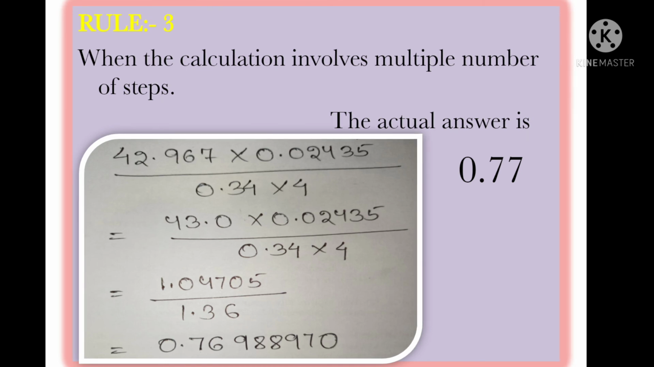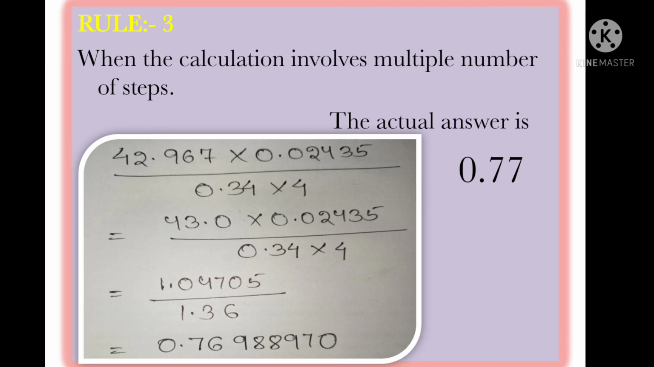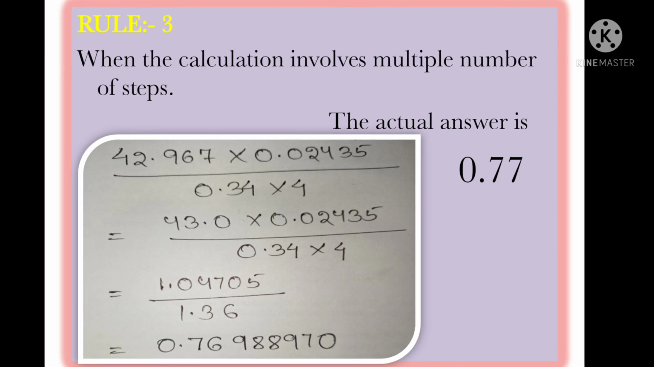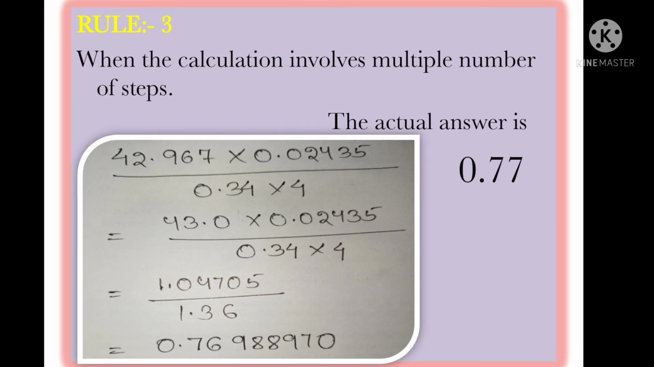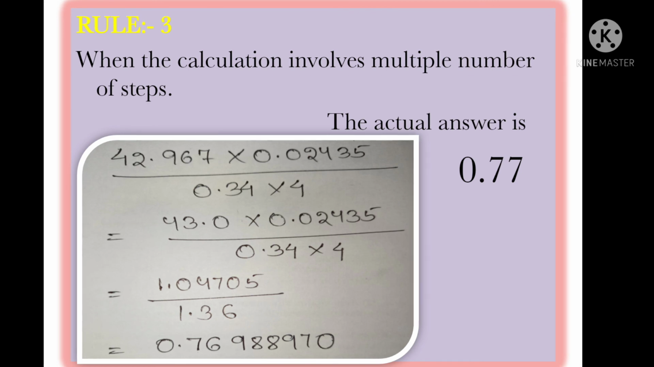Then in 42.967 we have to apply part 2 of rule 6. Okay, then it will be changed to 43.0. So the answer will come up as, after calculation, 0.769888970. So after rounding up by applying rules, it will be 0.77. Here one thing to be noted is the zeros at the end of a number without decimal point are regarded as non-significant. The zeros are ambiguous, means zeros don't have one obvious meaning, it could be many.